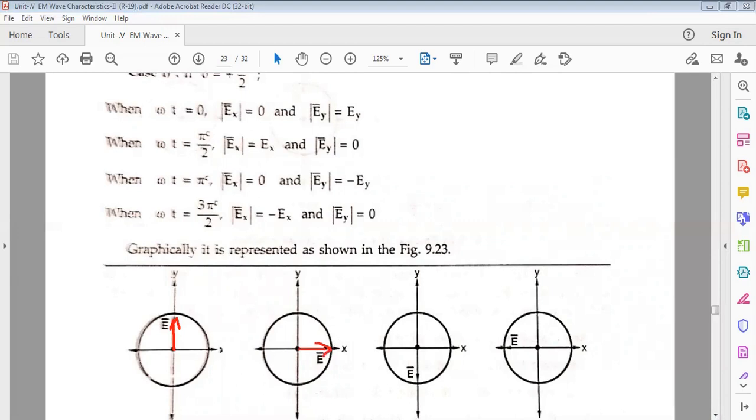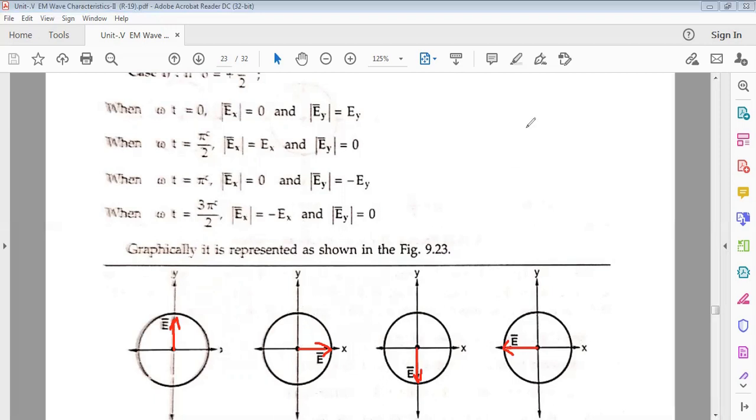Now we get that Ex and Ey is equal to 0 when omega t is equal to pi, 180 degrees. Ex is equal to 0 and Ey shows the direction is negative, minus Ey. It is positive X, positive Y, and downwards is negative, minus Ey. And when omega t is equal to 3 pi by 2, the magnitude of Ex bar is in the negative direction of the X, not the positive X. So like that, it is moving in the clockwise direction.